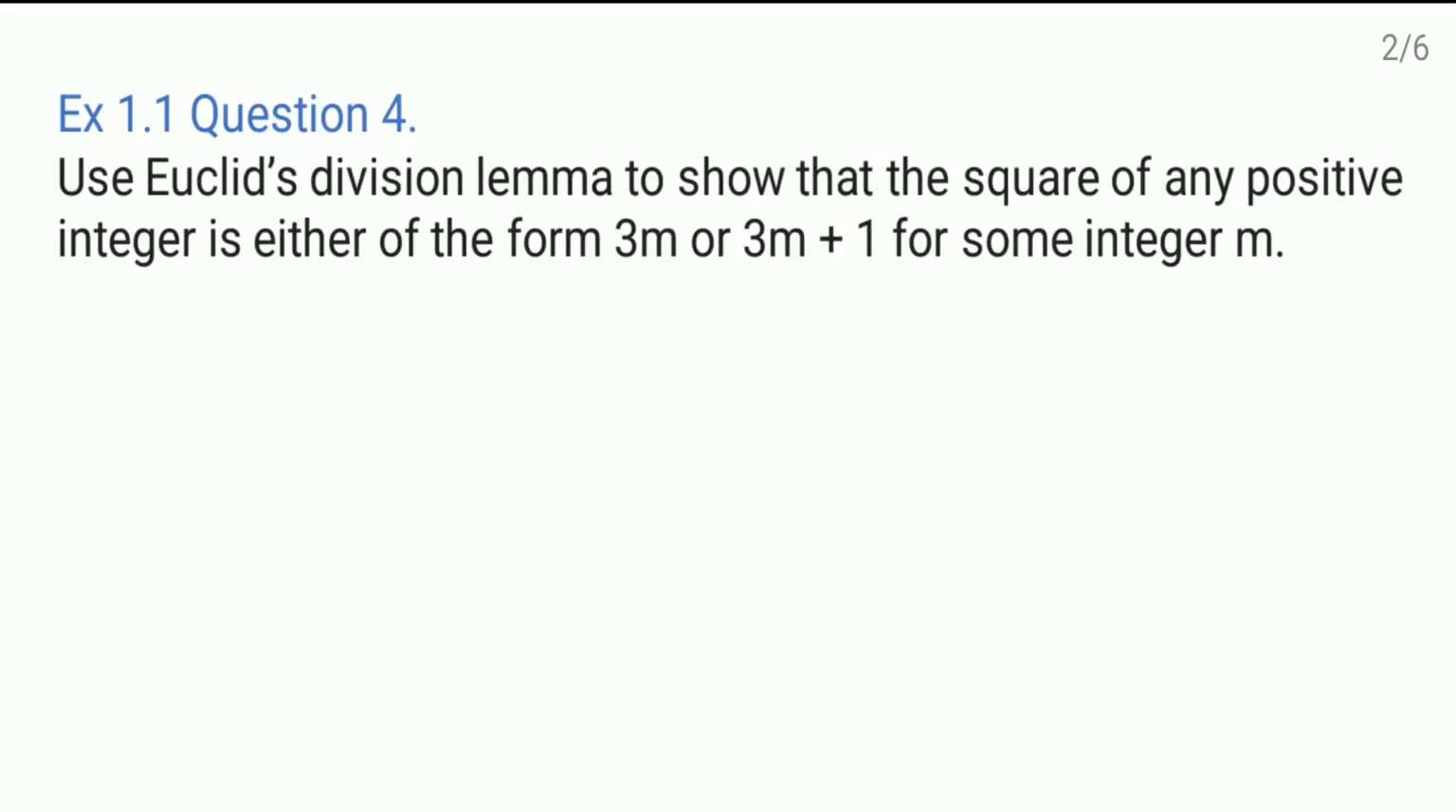This is exercise 1.1 question number 4. Use Euclid's division lemma to show that the square of any positive integer is either of the form 3m or 3m plus 1 for some integer m, right? Here you try to understand the format of the square of any positive integer is supposed to be this one.